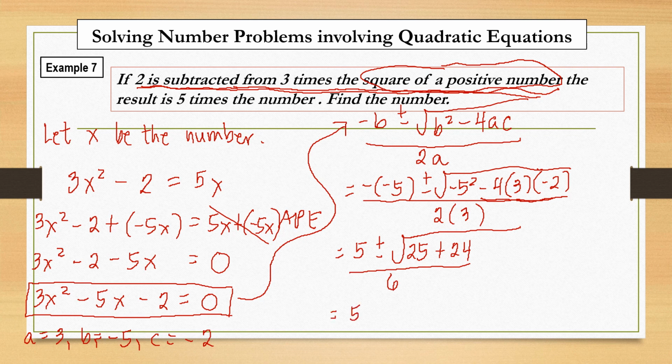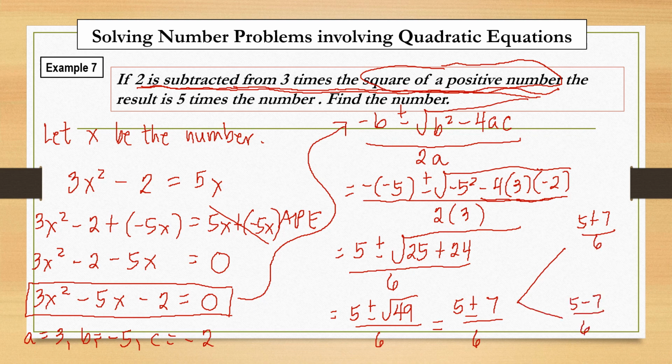So we have 5 plus or minus the square root of 49, all over 6. This is now equal to 5 plus or minus 7, since the square root of 49 is 7, all over 6. So for our first solution, we have 5 plus 7 over 6. For the second one, we have 5 minus 7 all over 6. This is equal to 5 plus 7, 12 over 6, and that is equal to 2. x sub 1 is 2. Here we have negative 2 over 6, or in simplest form, negative 1/3.